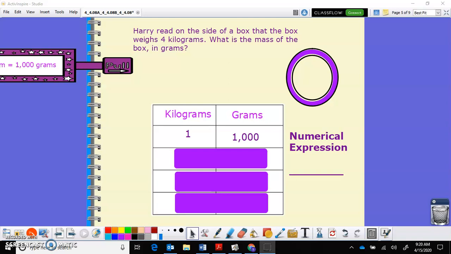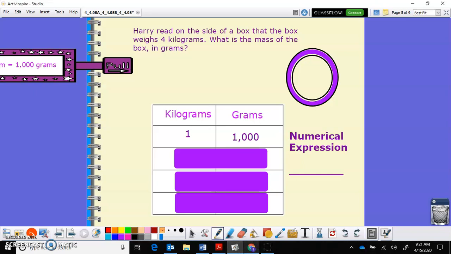Those are pretty tiny. Okay, so the conversions are the same way we've done with length and with capacity. It doesn't matter if we're using customary units or if we're using metric units. The process is still the same. So let's look at this problem here. It says that Harry read on the side of a box that the box weighs 4 kilograms. What is the mass of the box in grams?